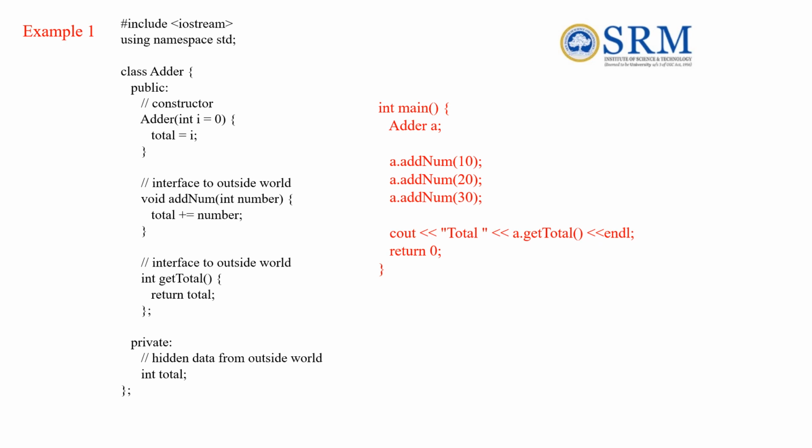So here is an example. We say that here is an example of using a class Adder. It is written to calculate the sum of three numbers. So it is the interface to the outside world, and the hidden data from the outside world is the total. So hence we calculate in the main function: Adder a. a is the object name. Adder is the class name. a.addNum is the function name. So we calculate the total using this.